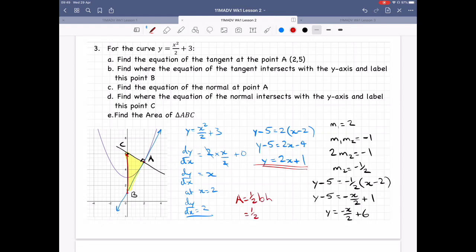So we have a half times our base, which is going to be 6 minus 1 for our distance along the y-axis. And then we're going to times that by our height, which is our distance along the x-axis. And we're going to have 2 minus 0. So we've got half times 5 times 2, which means our area is going to be 5 units squared.